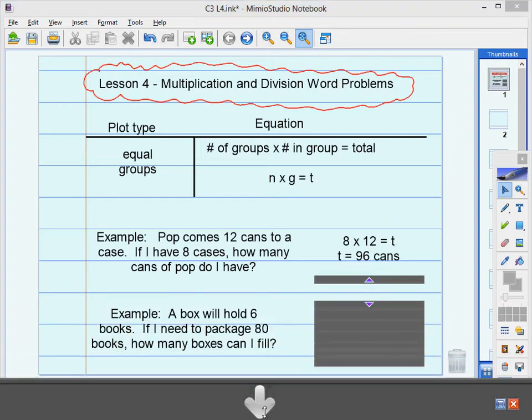Okay, another example. If a box will hold 6 books and I need to package 80 books, how many boxes can I fill? Okay, so write the equation and then solve. Pause the video and resume when you have that in your notes.